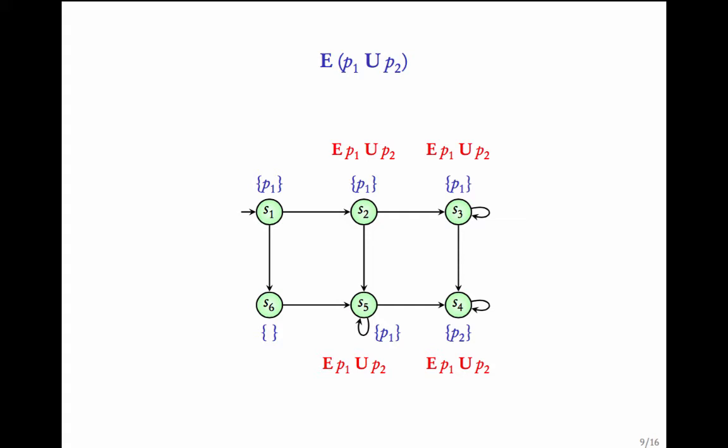Continue the process. Look at the predecessor of this state. There is one predecessor and it satisfies P1. So mark it with E of P1 until P2. Note that when we looked at the predecessor of S5, we also had S6. But since S6 does not satisfy P1, we will not mark it with E of P1 until P2. So these are the states of the transition system which satisfy E of P1 until P2.